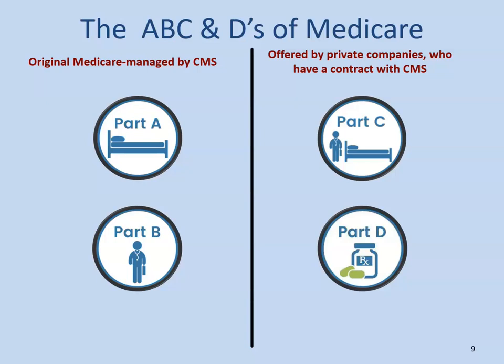As a reminder, Part C is another way to get your Medicare benefits. It combines Part A and B and sometimes Part D prescription drug coverage. The Medicare Advantage plans are managed by private insurance companies that are approved by Medicare, and these plans must cover medically necessary services. However, plans can charge different co-payments, co-insurance, or deductibles for these services than original Medicare.